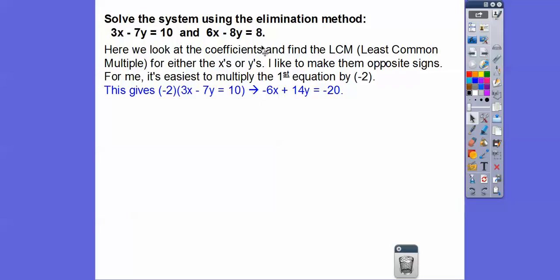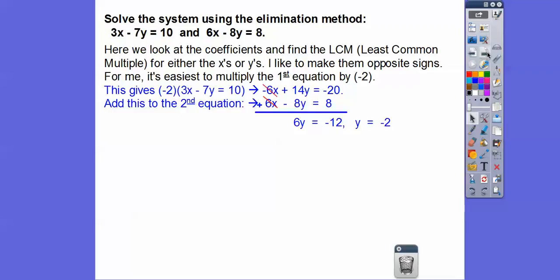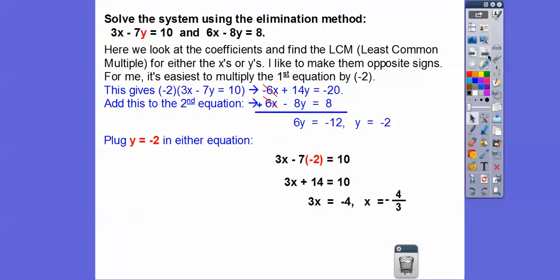Now let's slide this guy right down below that, and we'll go ahead and solve. And we get y equals negative 2 there. Because 14y minus 8y is 6y, and then negative 20 plus 8 is negative 12, so divide by 6. And then don't forget you have to find x, so plug it back into either equation. I chose to plug y equals negative 2 right here. Again, a negative times a negative is a positive 14, so we subtract 14 from both sides, and we get negative 4 equals 3x, and so x is negative 4 thirds. Don't forget, it's an ordered pair, x comma y. So there it is right there.